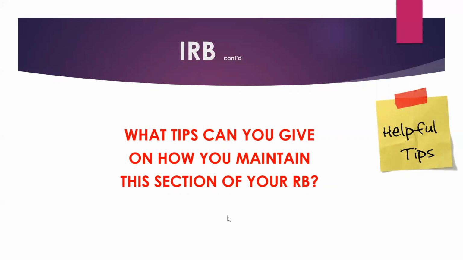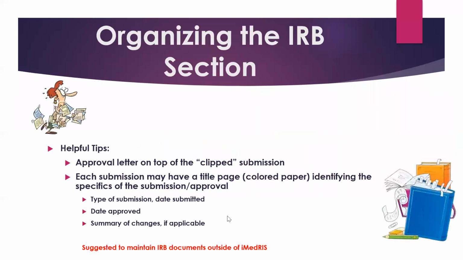But some of the things that I like to do: I would take whatever I submitted, say we'll start with an initial submission, okay? Whatever I submitted, I would clip it all together, and when I got my approval letter or my proviso letters or whatever, I put everything together in that section. I even sometimes would make a title page for that, like initial submission, and put what date I submitted it and what date it got approved. Just trying to get it as organized as I possibly could so that anybody coming behind me could easily figure out what happened, okay?